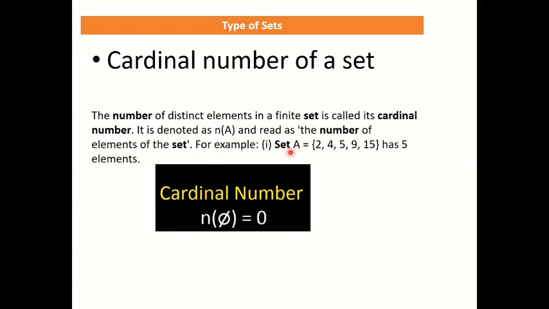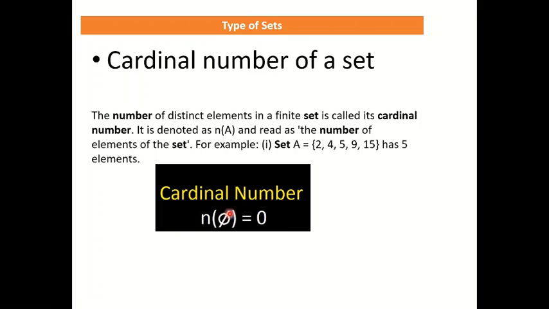So, for example, if set A = {2, 4, 5, 9, 15}, how many elements are there? 5 elements are there. So, what is the cardinality of A? Cardinality of A is 5. n(A) is equal to 5. So, what is the cardinal number of phi? What is the meaning of phi?